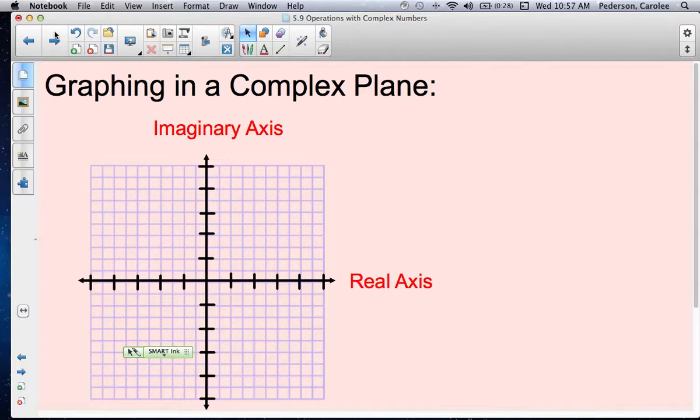Don't write this slide down. This is just a picture of graphing in a complex plane. So if you have the traditional x-axis and y-axis, in complex numbers they're replaced with a real axis and an imaginary axis.